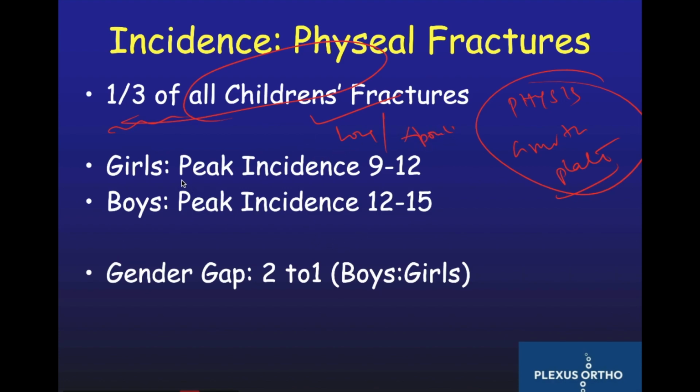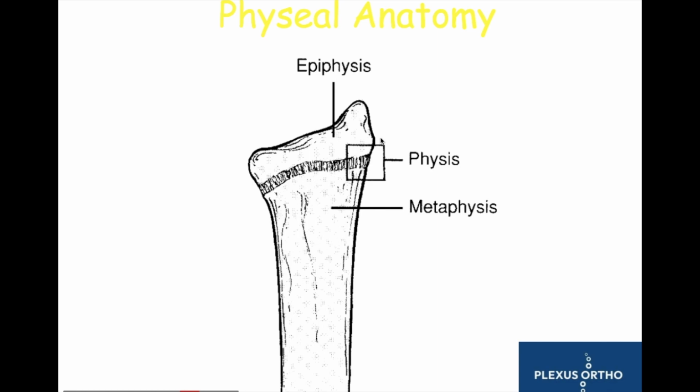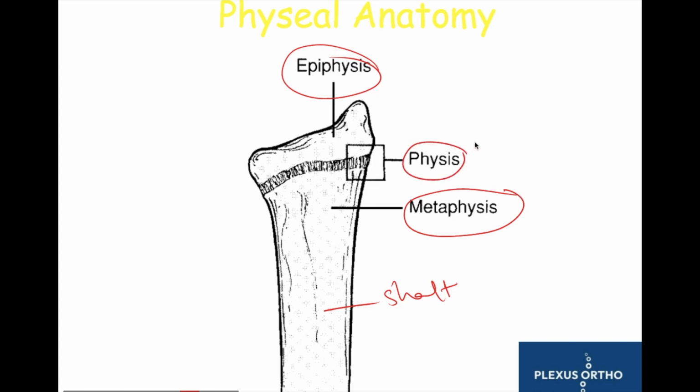The peak incidence of these fractures in girls is about 9 to 12 years of age, and in boys 12 to 15 years of age. Now let's go back to the anatomy of a long bone. We have the shaft of the long bone here. You have the metaphysis, you have the epiphysis towards the joint, and in between the epiphysis and metaphysis is the physis or the growth plate.